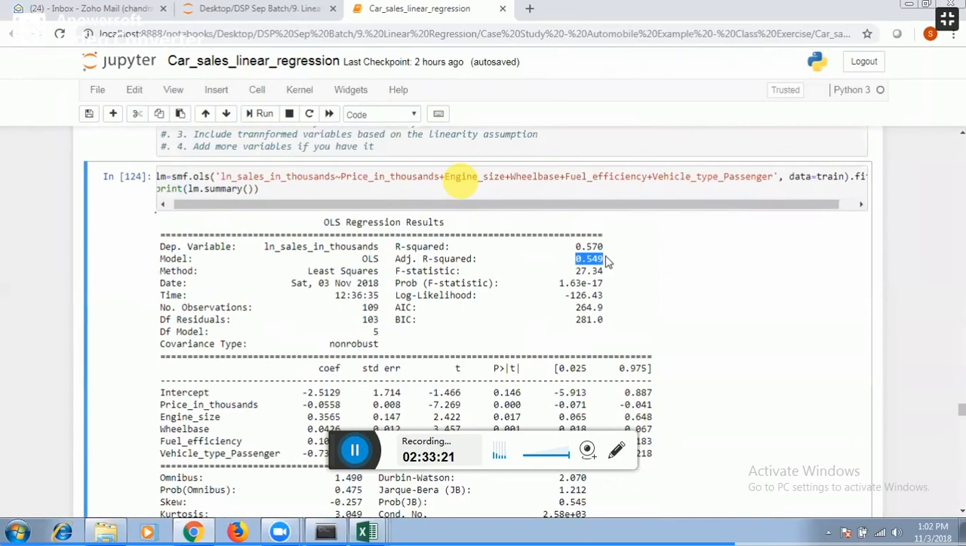Okay, adjusted R square will be lower than R square. And if the difference between the R square and the adjusted R square is high, what does that mean? There are some unnecessary variables present in your model. So what you need to do, if the difference is significant, generally plus or minus 2, that means there are some variables which are not contributing to your model.